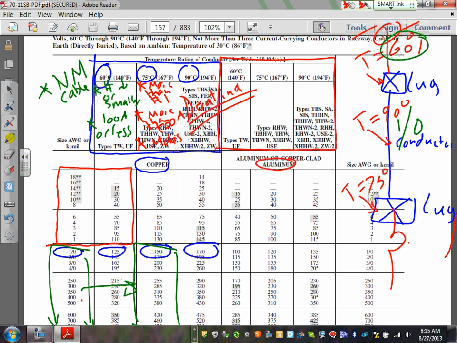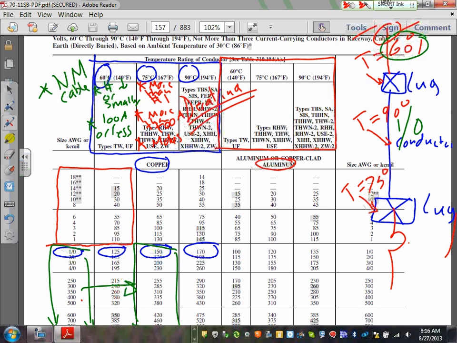But there's one condition when you use 75. Can I get you guys to understand what that condition is? The insulation has to be rated for what? 75, or higher, or you cannot use 75 altogether. Now 90 degree, when would we ever use the 90 degree? Only if we're derating. We'll talk about derating in a second. Any questions about this? So that's how you're going to be using this table.